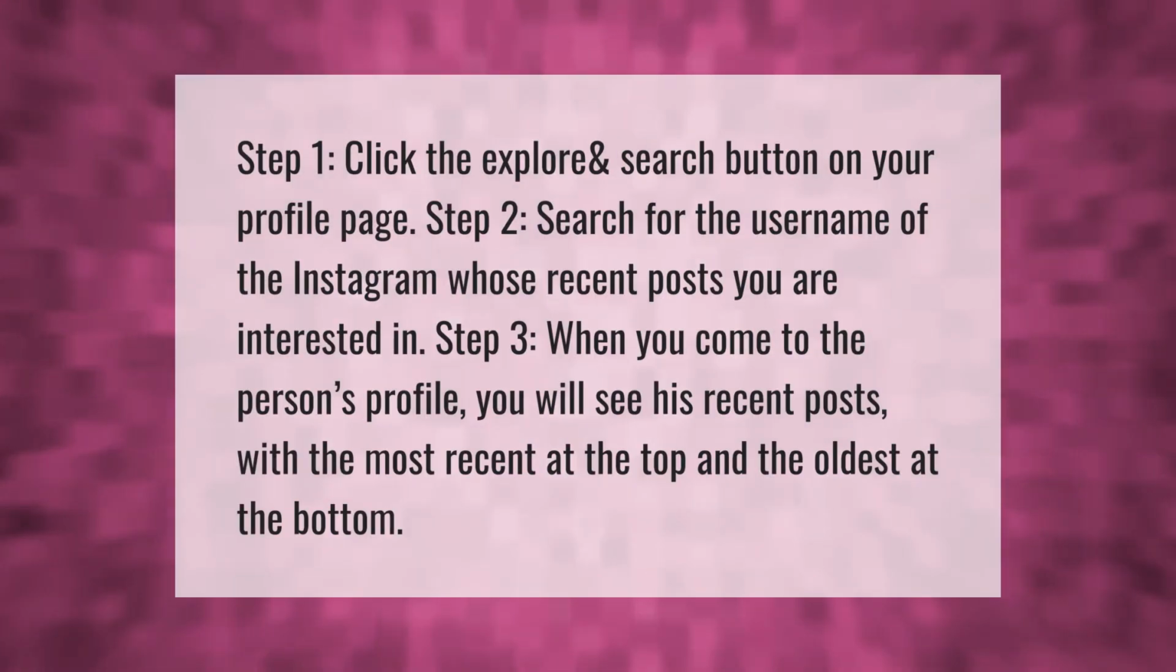Step 1. Click the Explore and Search button on your profile page. Step 2. Search for the username of the Instagram whose recent posts you are interested in. Step 3. When you come to the person's profile, you will see his recent posts, with the most recent at the top and the oldest at the bottom.